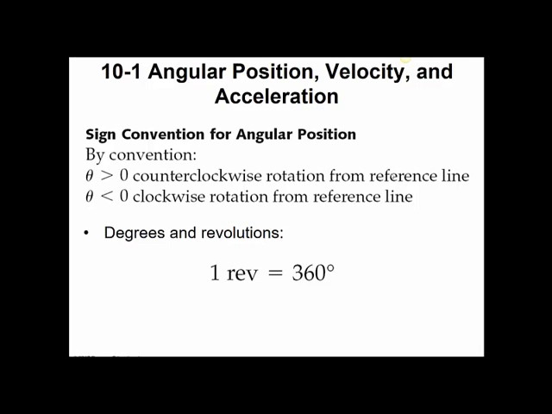If theta is greater than 0, we're dealing with things that are moving in a clockwise rotation frame. But if it's less than 0, let me restate that. If theta is greater than 0, we're dealing with things that are moving counterclockwise. If theta is less than 0, we're dealing with something that is rotating clockwise. Remember that 1 revolution is 360 degrees.